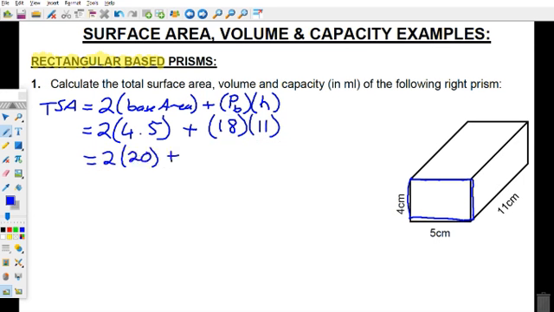Where's my calculator? I'll get it out. 198. Thank you. Okay. 198 you said. So we add those two together. So 40 plus 198, what are we going to get? No. Okay. 138.